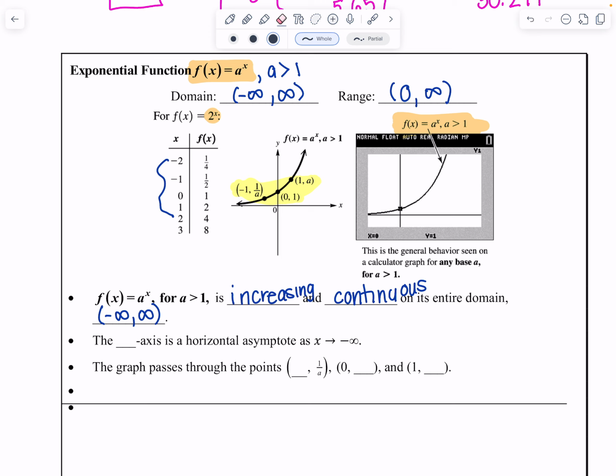Next, what we have is the x-axis. The x-axis works as the horizontal asymptote. You all see it gets close to the x-axis right here, right? Even if you look at this one, isn't it approaching the x-axis? Now, look at the 3 points that it'll always pass through. It'll pass through -1, 1/a, then 0, 1, and then 1, a. So these are the 3 points that it will always pass through. Now, this is the graph when A is greater than 1.